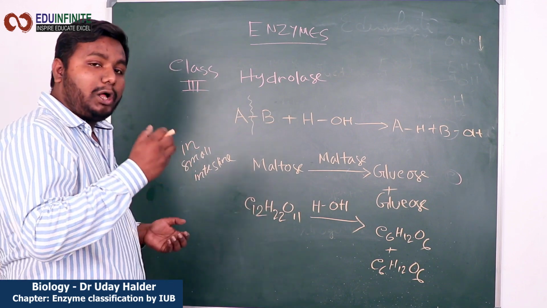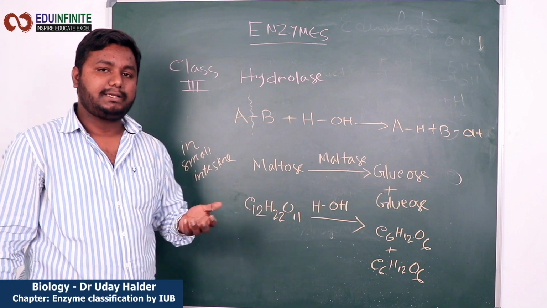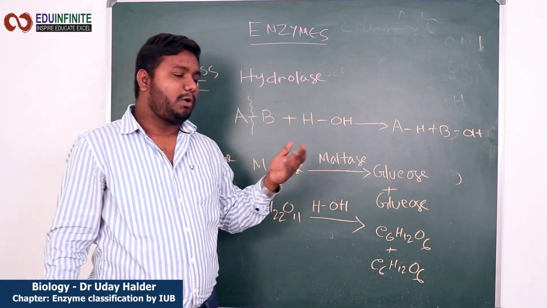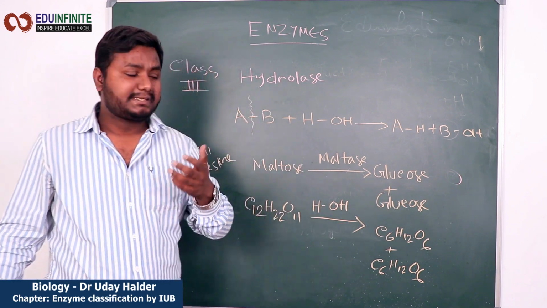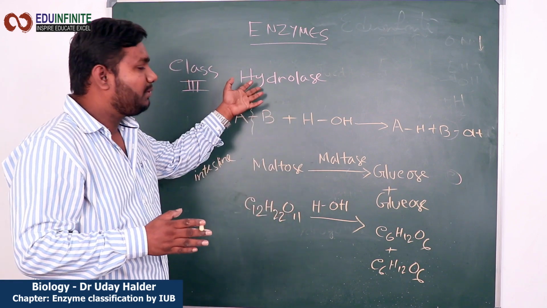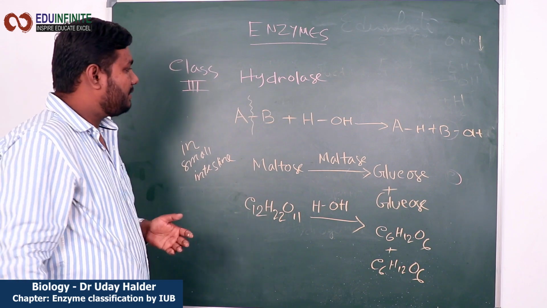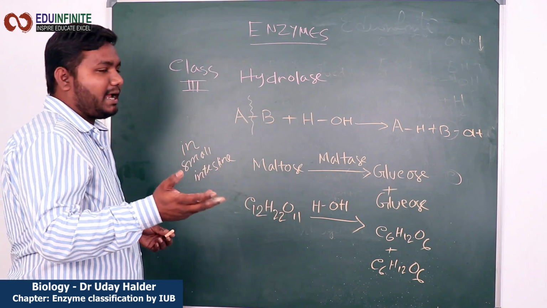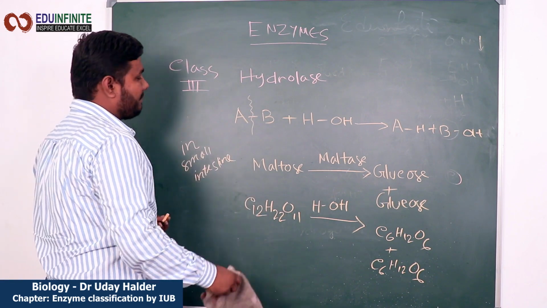In fact, all the digestive enzymes you have, like salivary amylase in your salivary juice, or pepsin in your stomach, or sucrase, maltase, pancreatic amylase, trypsin, all those digestive enzymes are hydrolase in nature. They are all examples of hydrolase. So very important, hydrolase type of enzymes are required in your digestion process every day. So this was the third type of enzymes.